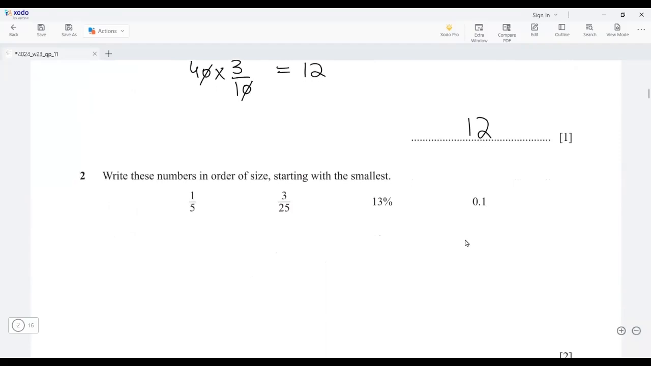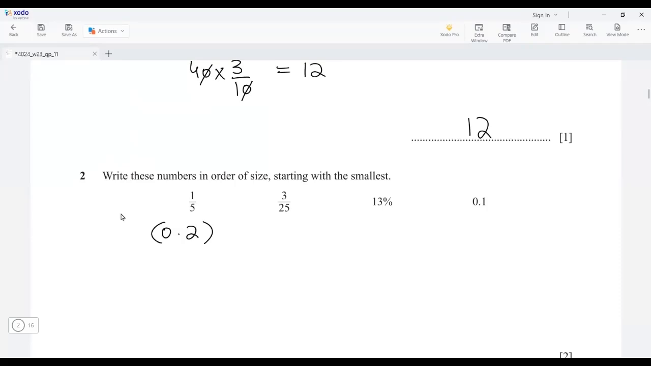The next question is basically you have to write down the answers in ascending order, from the smallest number to the largest number. The very basic thing to be done is to convert each and every number into decimal form. It will be easier for us to recognize which one is the smallest, which is bigger than that, and which is the biggest among all of these. So what's 1 by 5? 1 by 5 is 0.2, or we can say 0.20, the same thing.